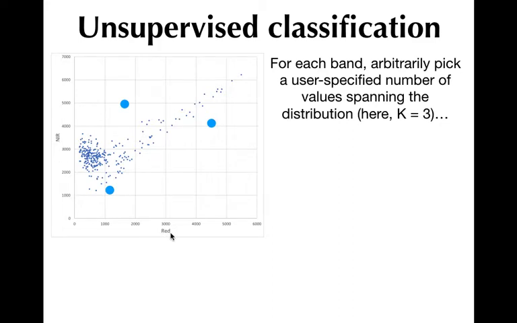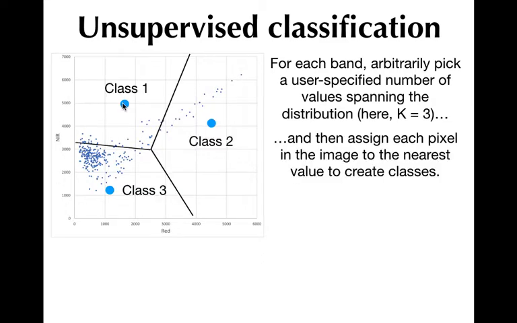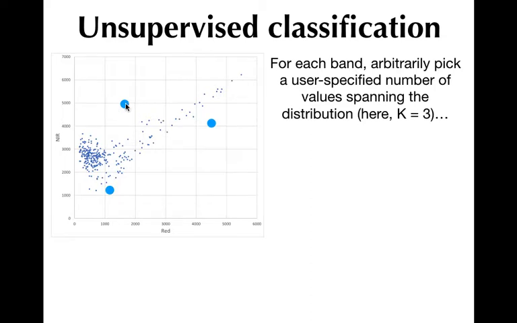Here's one of those pairs, visible red versus near infrared, and then it plots every single pixel of the image onto that graph of one band versus another. For every band, it picks a user-specified number of values, just randomly, that fall somewhere within the total range of values. So here I've picked 3 random values for red and random values of near infrared, and I've plotted those 3 values here on this chart.